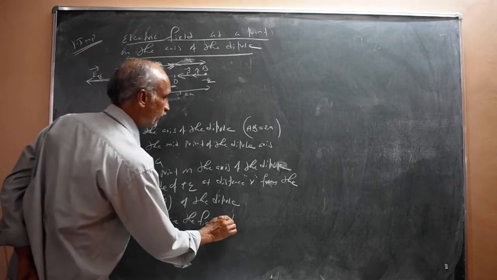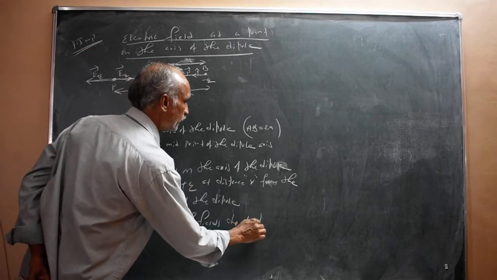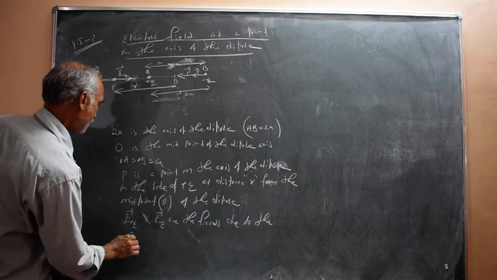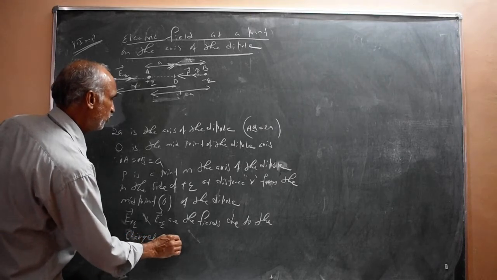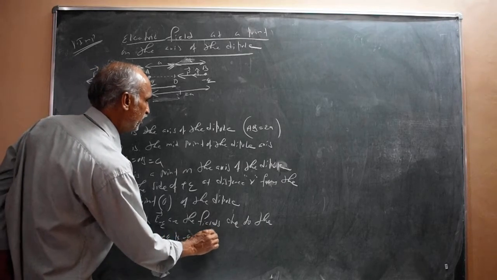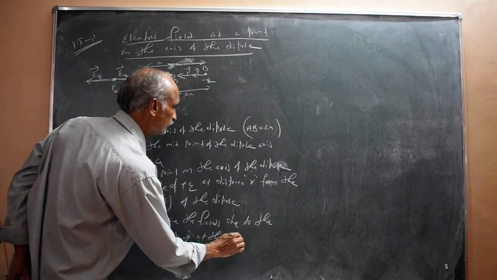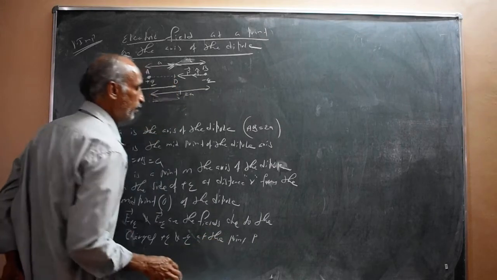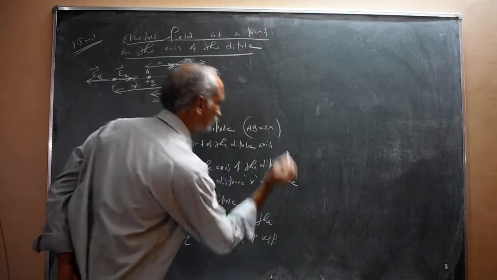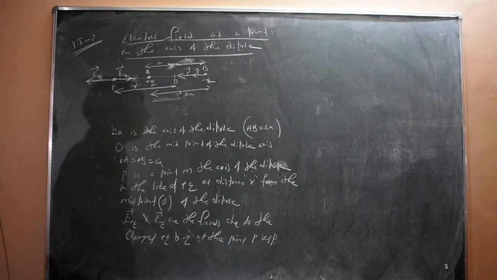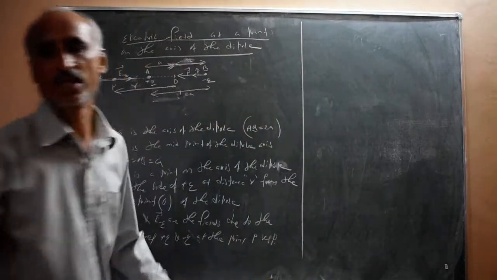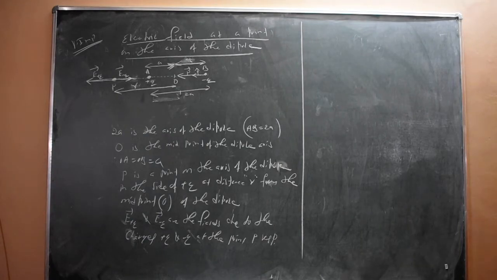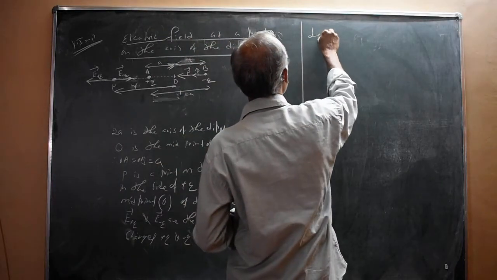Now, E plus Q bar and E minus Q bar are the fields due to the charges plus Q and minus Q at the point P respectively. Let E bar be the resultant field at the point P.